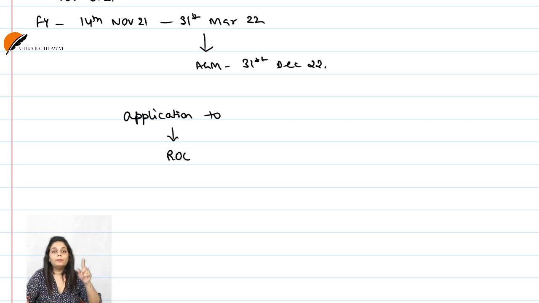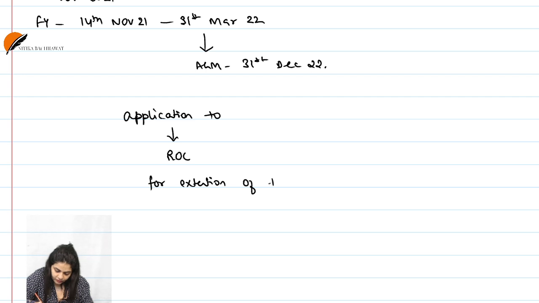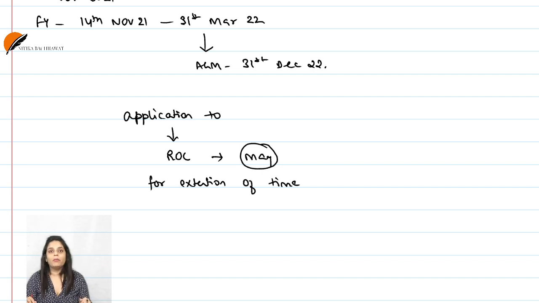It can make an application to the registrar of companies for extension of time. Right? Is it mandatory that he will give you an extension? It's God. God will grant you the wish or not, wo God ki marzi hai. Right? The ROC may grant. So I use the word may. So it's a discretionary power of the ROC. Right? It's the discretionary power of the ROC.